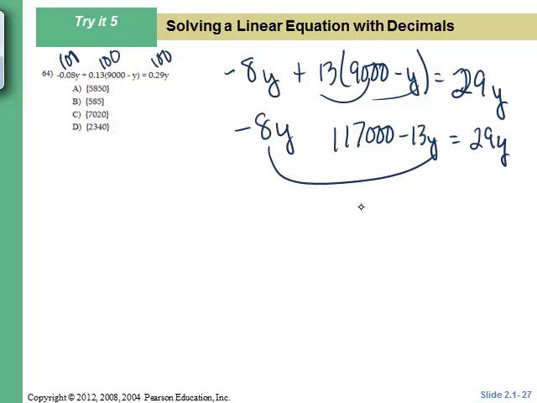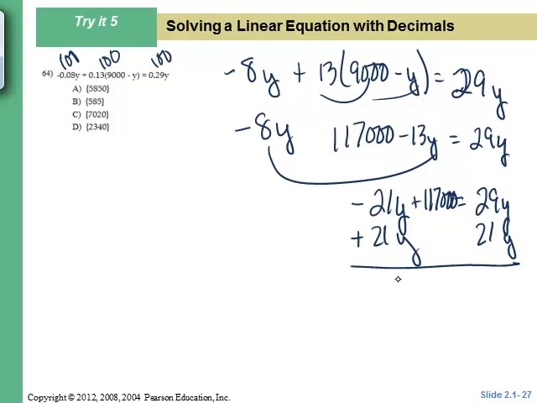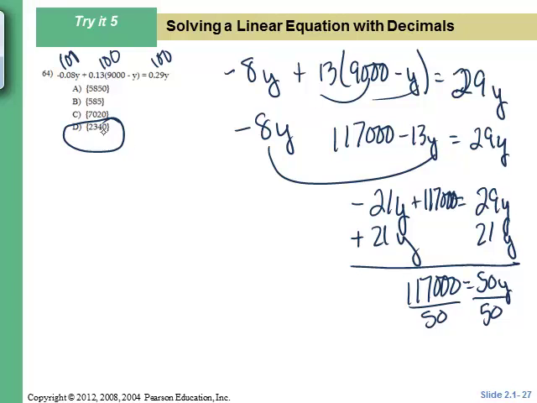Combine these two, I get negative 21y plus 117,000 equals 29y. Add 21y to both sides. I get 117,000 equals 50y. Divide both sides by 50. And I get 2340 as my answer. Alright.